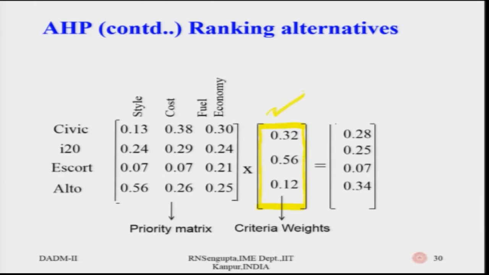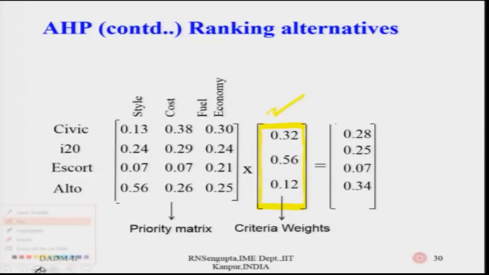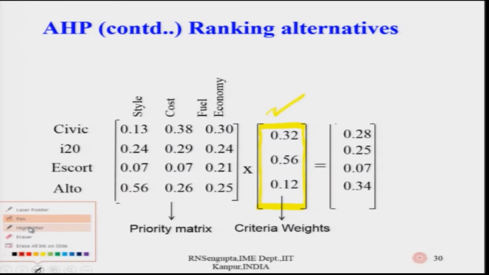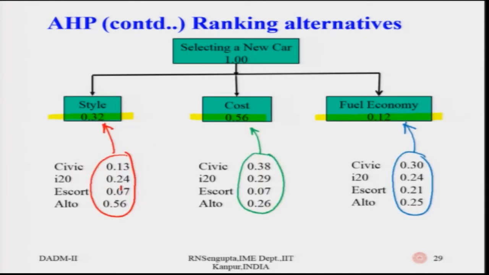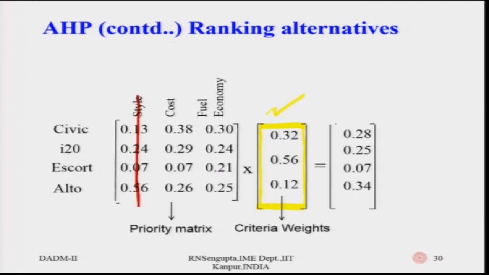Now, let us come to the comparison of the four alternatives with respect to each and every criterion. I will use three different colors. First, for style, let me consider this. What are these values for Civic? 0.13, 0.24, 0.07, 0.56. Let us go back. So, these are the values, 0.13, 0.24, 0.07, 0.56, only for style. So, it is matching, the style values for all four alternatives are as they are.